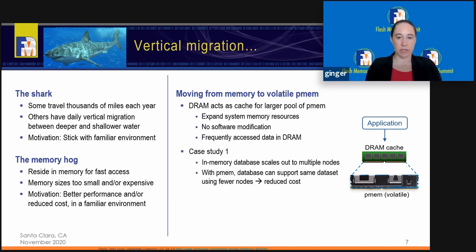So one of the case studies that we've seen with this type of data migration is an in-memory database that can scale out to multiple nodes. With persistent memory, this database can actually support the same data set using fewer nodes. Because each system has a larger pool of memory, then you need fewer nodes to store the data. So of course, that's going to be a cost savings for any customers using that database.